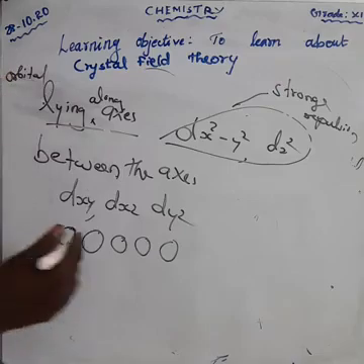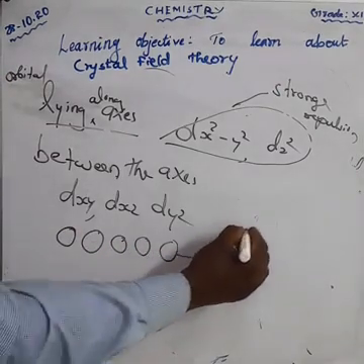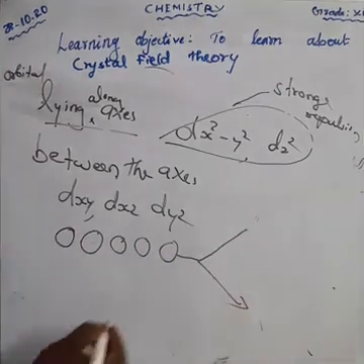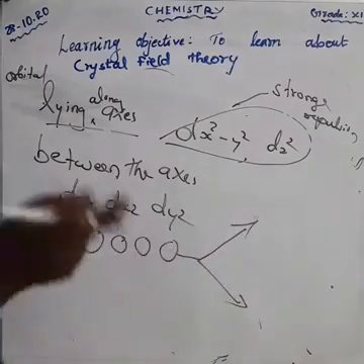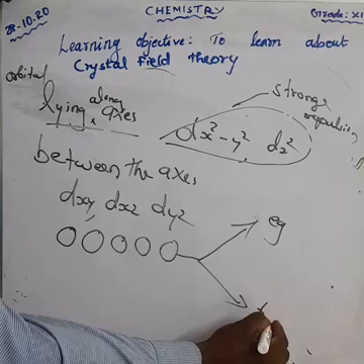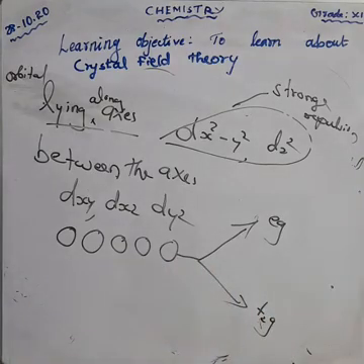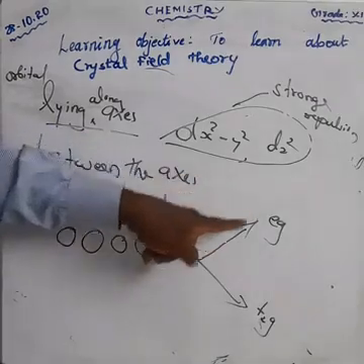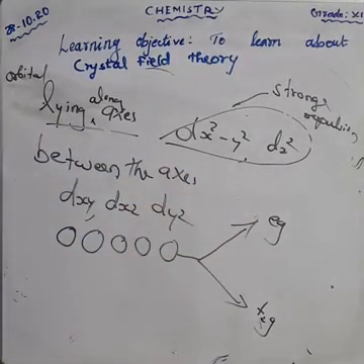Here, these orbitals now split into two sets. What are the two sets? One is Eg, another one is T2g. Now they split into two sets: one is called Eg and the other is called T2g.